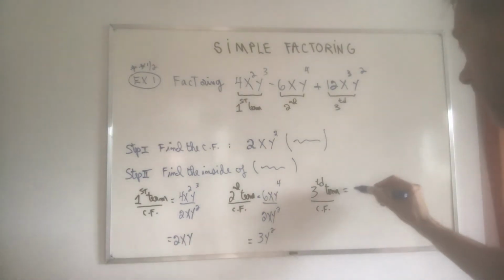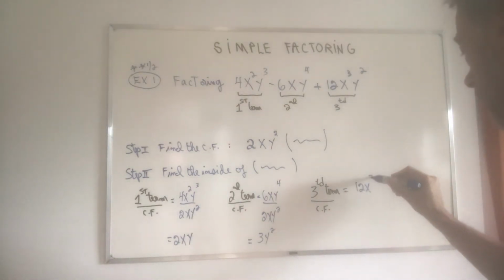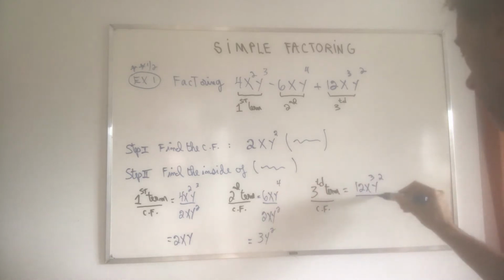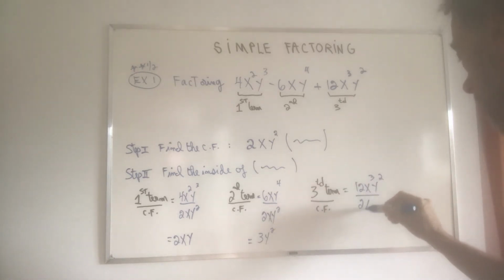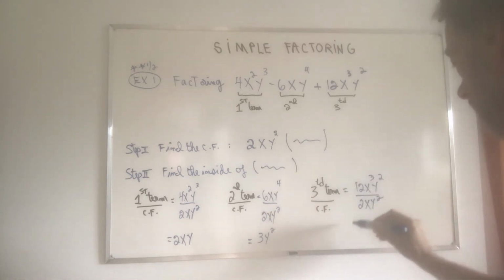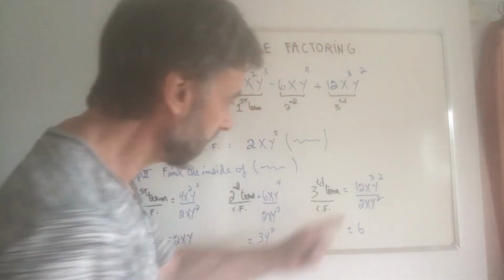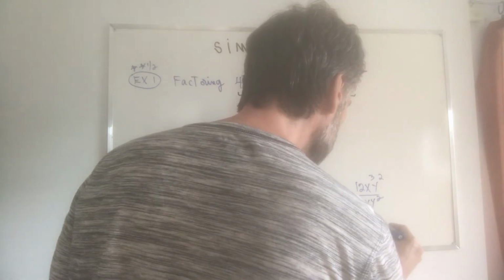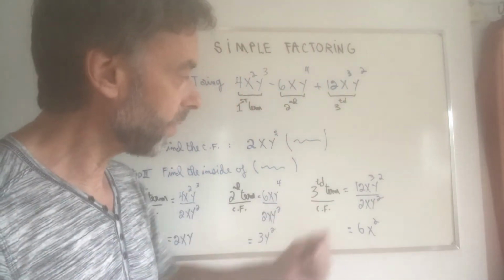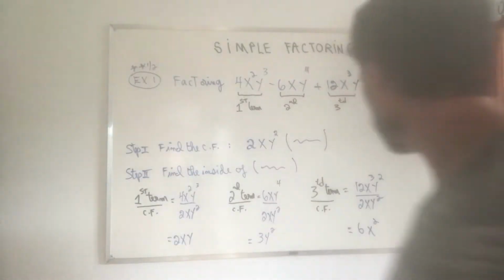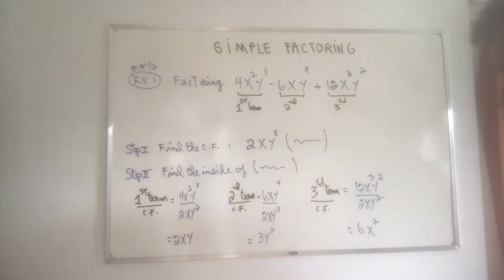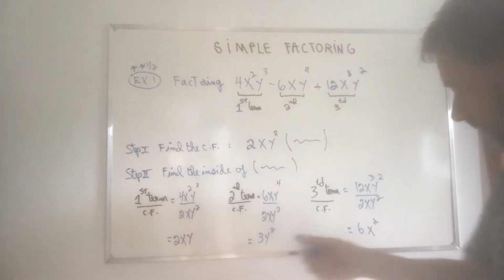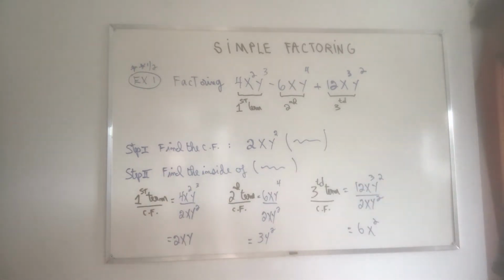Third term, 12x3y2 divided by 2xy squared. So what is happening here? 12 divided by 2, 6. x3 over x1, 3 minus 1 is 2. That's an x2. y2 over y2, 2 minus 2, 0. So y to the 0 is 1. These are the guys that go in the bracket. This and this and this will go into this bracket.